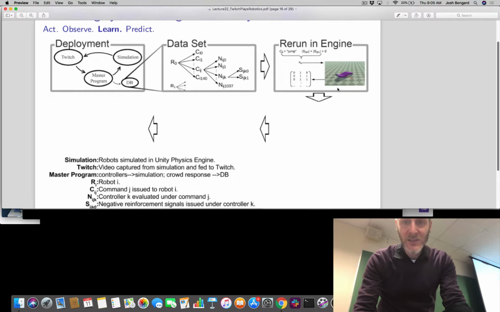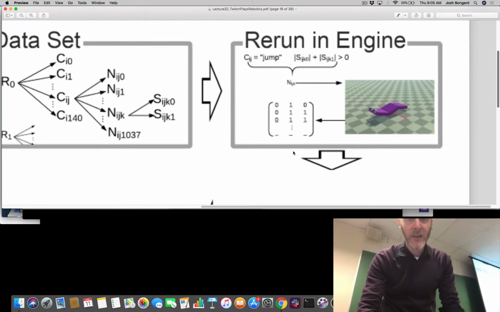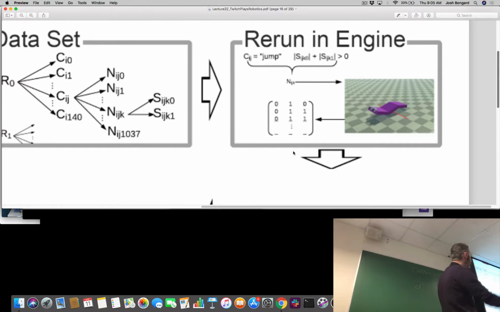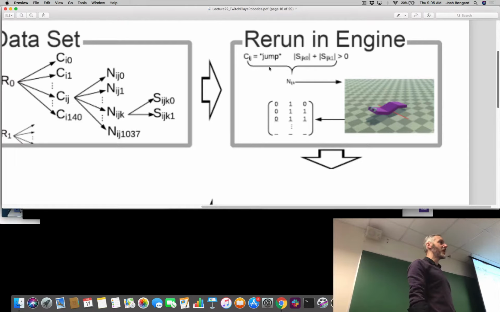The way we did this was to collect just a small subset of all of the reinforcement we got. We went through all of the commands and pulled out the most popular command, which was jump. We then went back through all the evaluations and filtered out all the evaluations during which jump was issued to the robots. And we then further filtered those evaluations. We threw away any evaluation that received no reinforcement. There's nothing we can learn from that particular evaluation because the crowd said nothing. So we were left with a subset of evaluations.